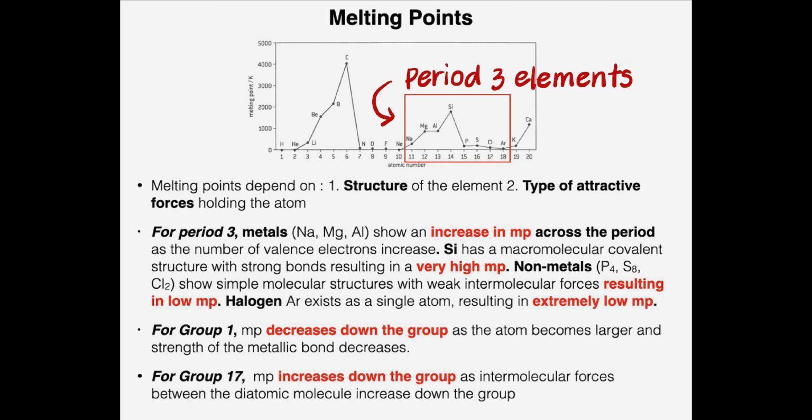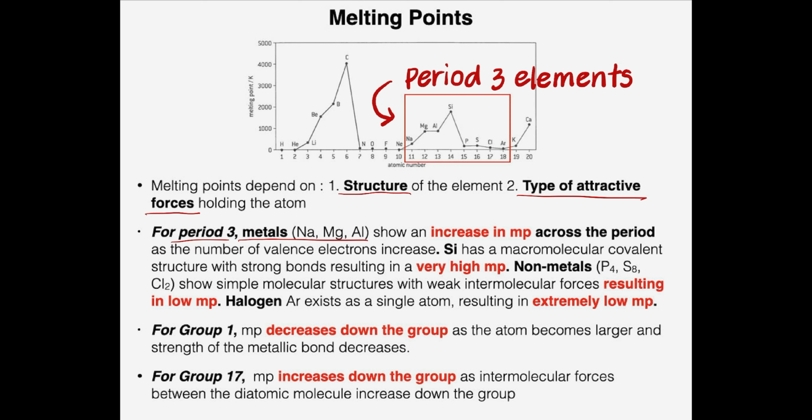Next, melting point. Melting point depends on 2 factors: the structure of the element and the type of attractive forces holding the atom. Now let's look at the periodic trend. Elements across period 3 show different characteristics in their melting point.